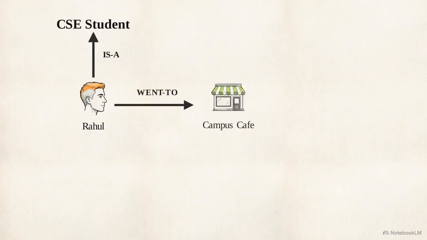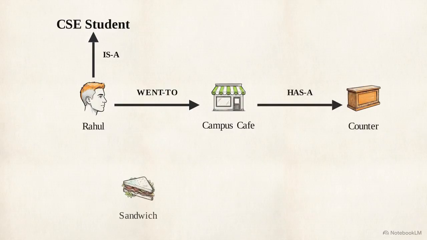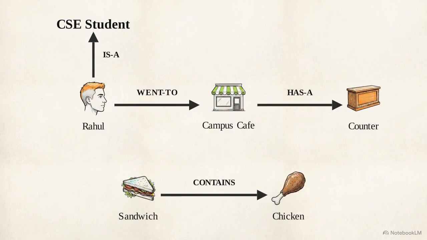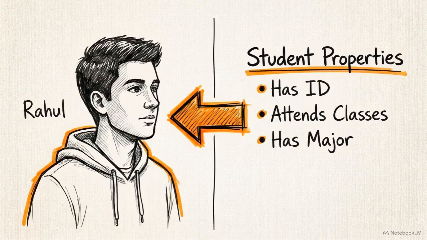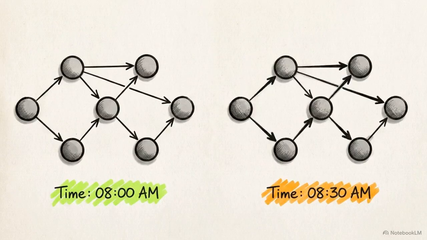A Rahul node connects by an is-a edge to CSE student, and a went-to edge to campus cafe. The cafe connects to a counter, and sandwich physically links to chicken with a contains edge. The machine now successfully maps physical containment. It also computes that Rahul inherits all the baseline properties associated with the student node. The AI grasps complex spatial and categorical relationships. However, a static graph cannot efficiently track states that change over time as the story progresses.